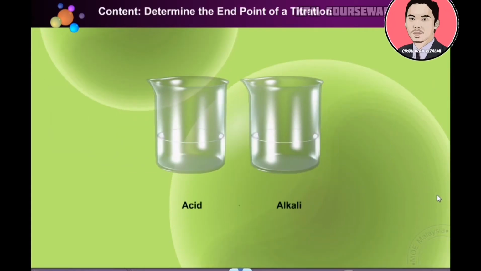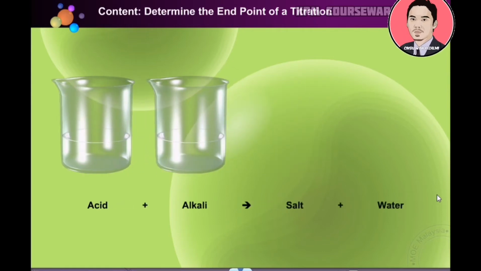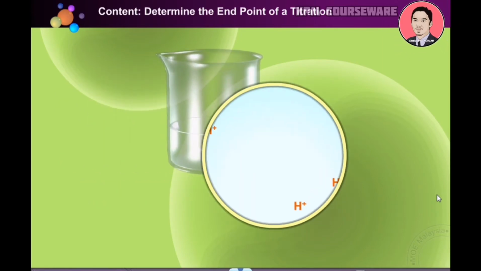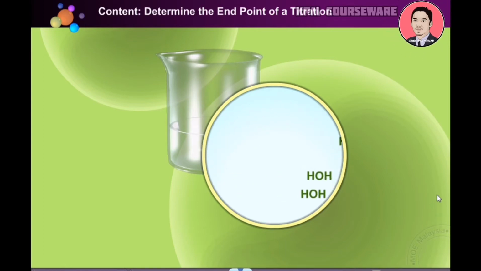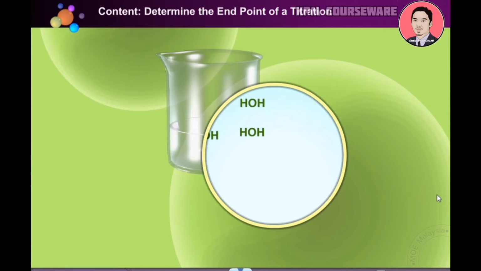When an acid is added to an alkali, salt and water are produced. This reaction is called the neutralization reaction. The acid is said to be neutralized when all hydrogen ions from the acid combine with the hydroxide ions from the alkali to form water molecules. But how much alkali is needed to ensure all hydrogen ions present are neutralized? This can be done through titration.